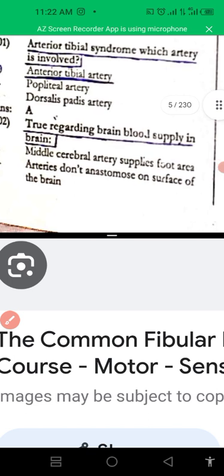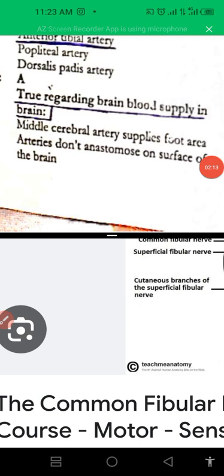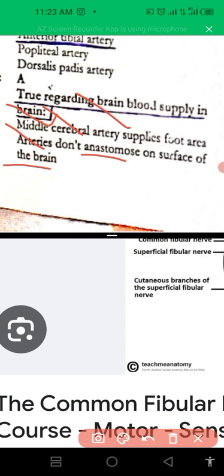Next one is which is true regarding the brain blood supply. Number one, the middle cerebral artery supplies the foot area. Okay, so the middle cerebral artery supplies the foot area. Arteries don't anastomose on the surface of the brain. No, that is not right.